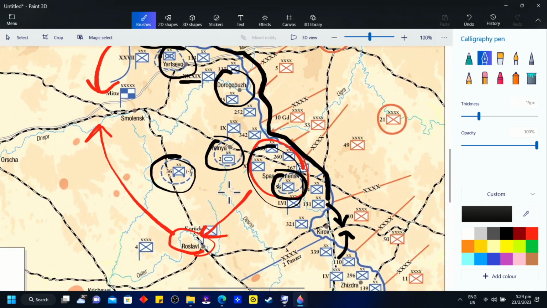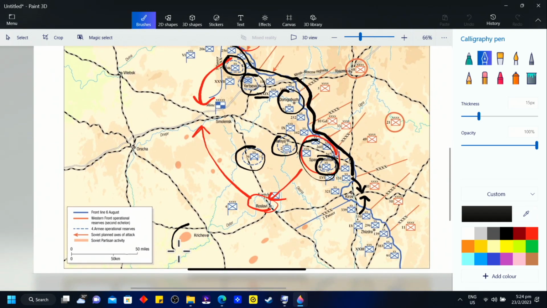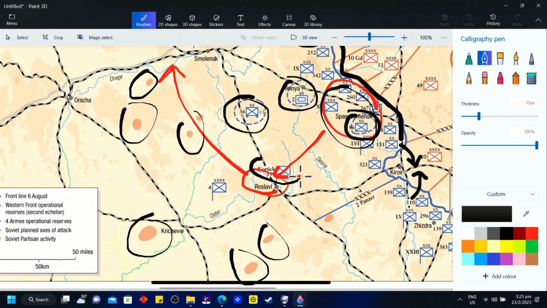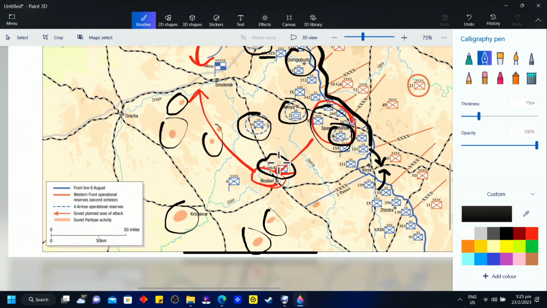So von Kluge also had to contend with large partisan bands that operated in his rear areas and harassed his supply lines here and here and here. Consequently, the 4th Army and the Korück, this is basically the security division, were obliged to regularly mount large-scale anti-partisan operations such as Operation Nachbarlife and Winter Storm. I don't know, it's a German name.